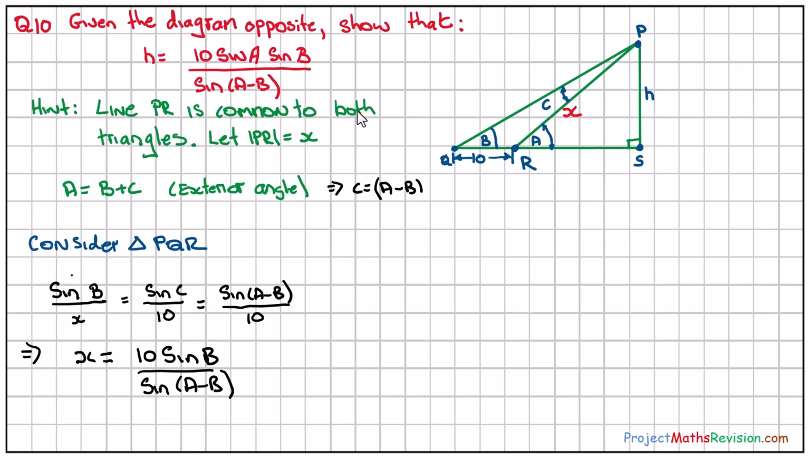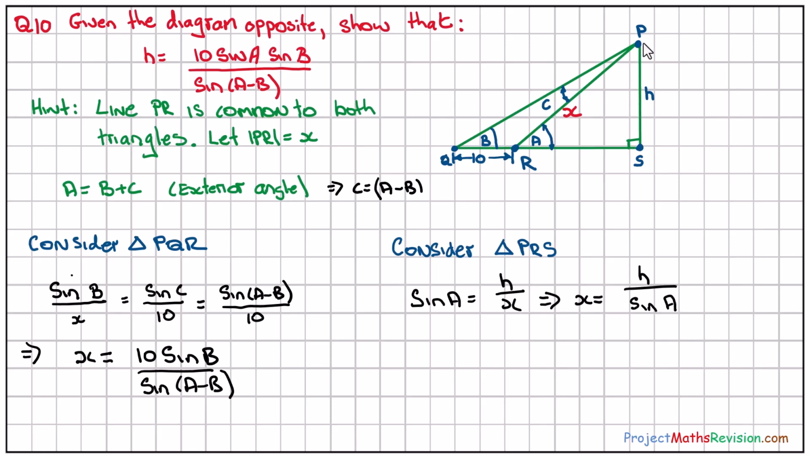It's not far off. So now let's look at the other triangle, PRS. This is a right angle triangle, so we don't have to bother with the sine or the cosine rule. We could just say sine of A is H over X. So that means that X is H over sine of A.